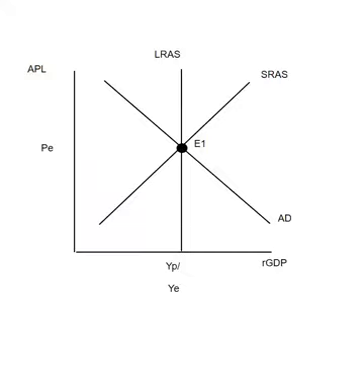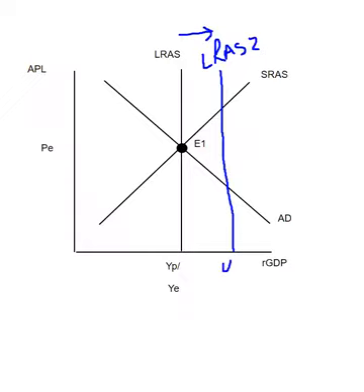Now I want to show you how in the world you would actually draw this double shift. All right, so LRAS is shifting to the right. It is increasing. So we're going to have an LRAS2 arrow. The bottom of LRAS is always YP. So now we have a YP2, which means our potential output has increased.